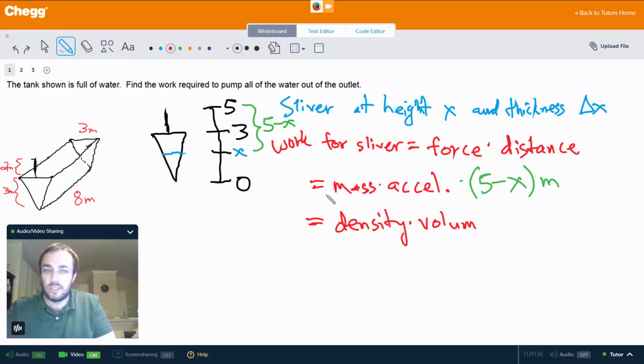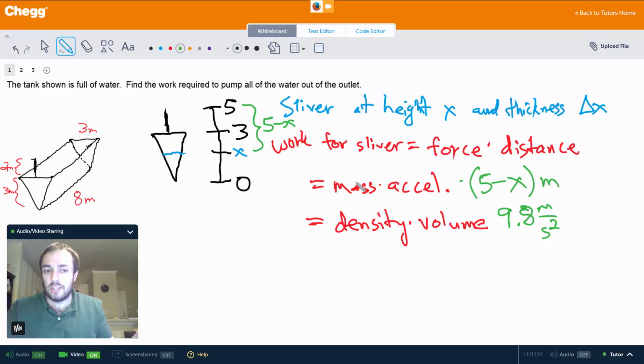Now, what's the acceleration? Well, the acceleration is going to be the acceleration due to gravity, and the reason is, since we're pumping the little sliver vertically, directly vertically out of the tank, this little sliver is going to have to fight the force of gravity on its way out. And the acceleration due to gravity is, for our purposes, approximately 9.8 meters per second squared.